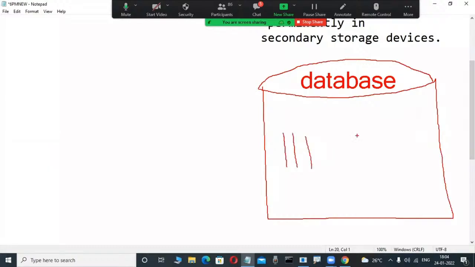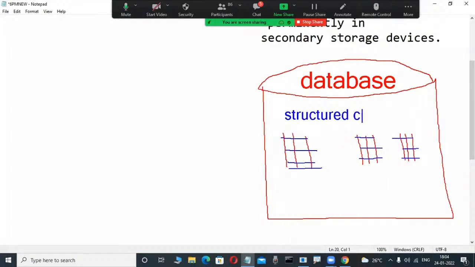Why? Because these databases are based on the relational data model, which is a concept. Today I will tell you. Based on that only, they implement these products. These are called relational databases. Here, a structured collection of data is there. This is what I said in the previous class. Always these databases store a structured collection of data. Organized fashion only, data is stored.